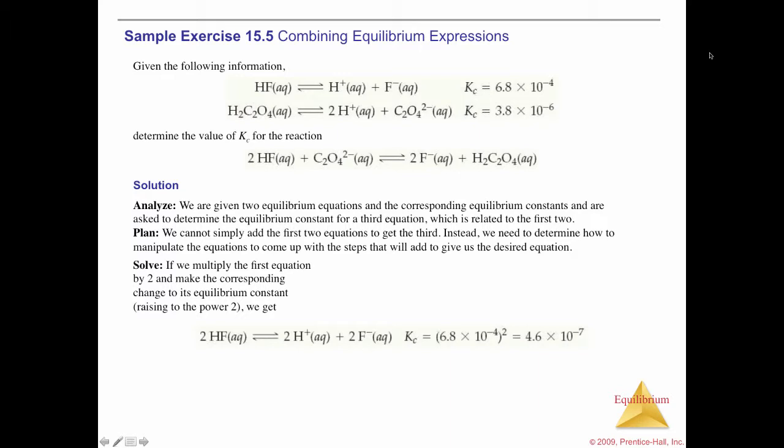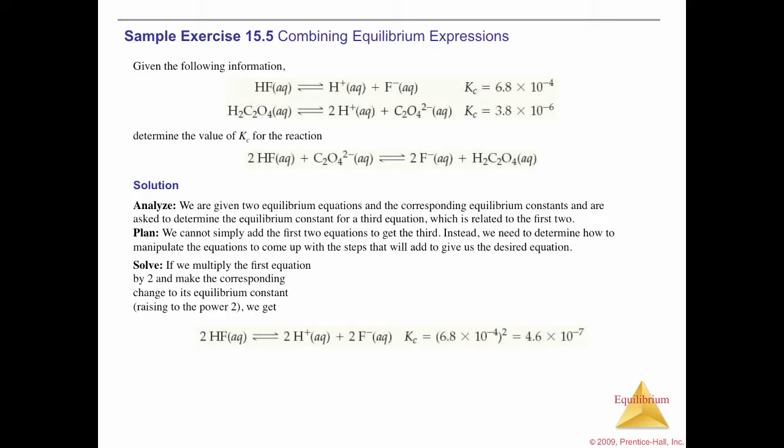Okay, this time we're going to use another rule. We're going to combine equilibrium expressions. We're given 2 equations with their equilibrium constants, and we're asked to determine the value of the equilibrium constant for the sum of these 2 reactions. Now we can see that we cannot simply add the first 2 equations to get the third. Instead, we need to determine how to manipulate the equations to come up with the steps that will add up to give us the desired equation.